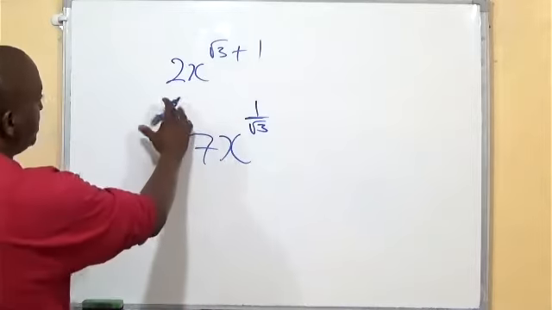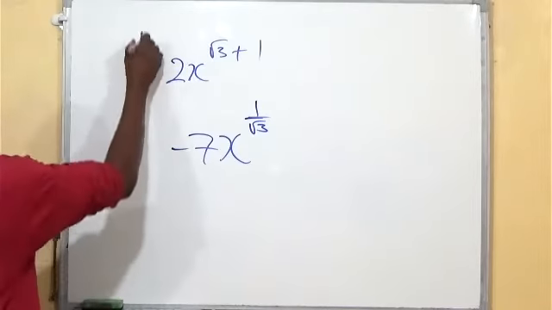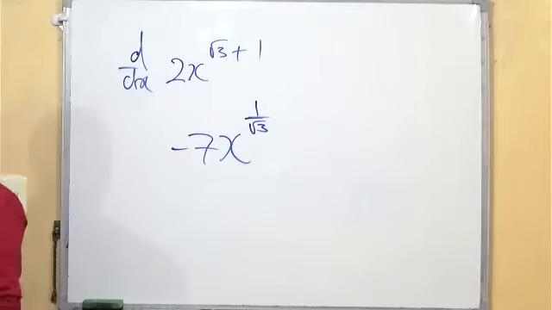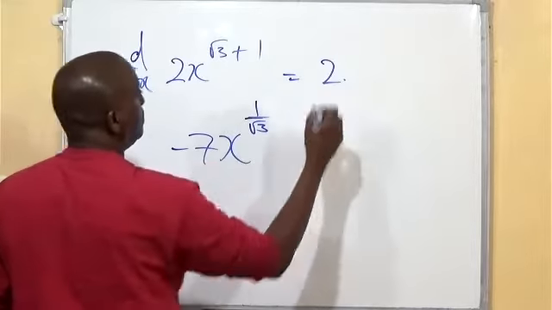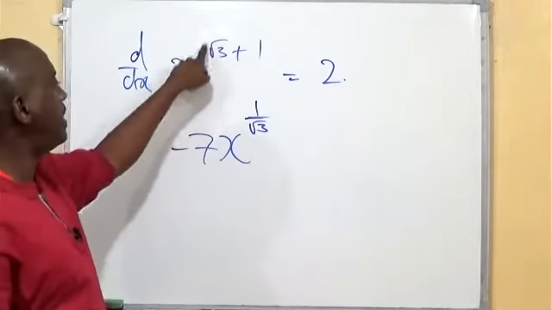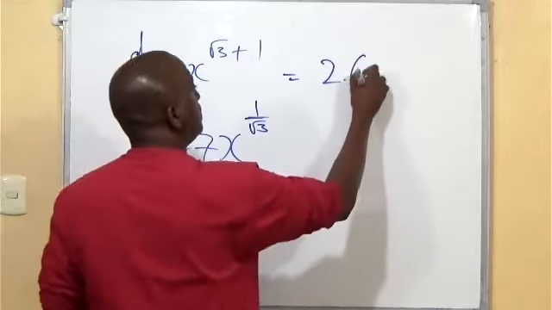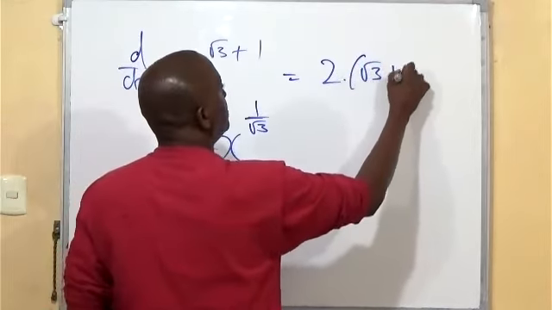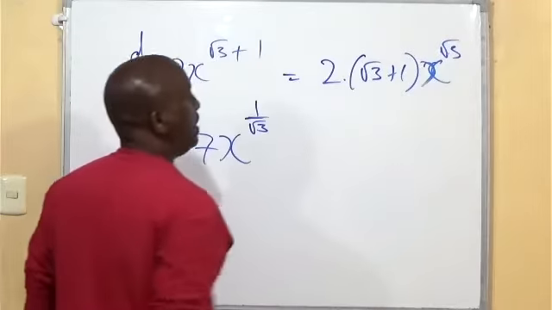So the differential of 2x to the power of root 3 plus 1, d/dx of that, we're following the same rule. We take the constant 2, and we take the whole power of x, and we minus 1. So it will be 2 times (root 3 plus 1), x to the power of root 3.